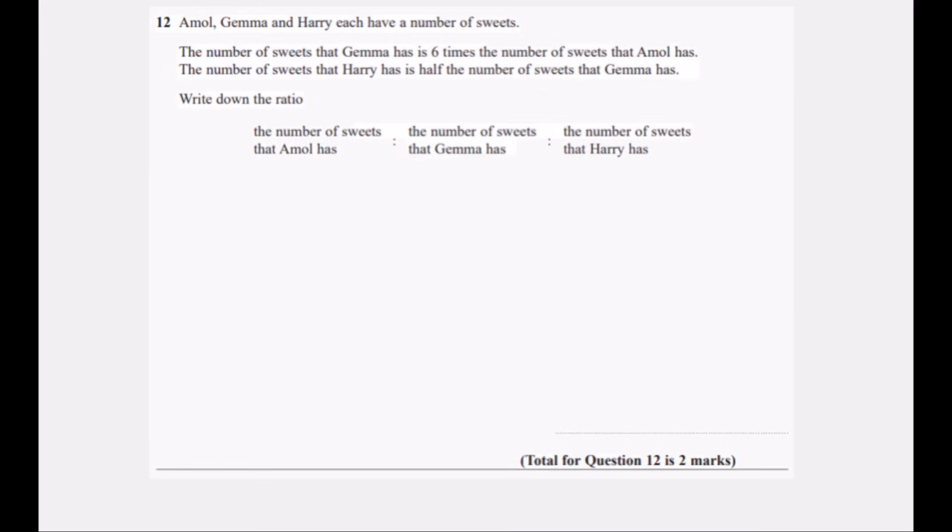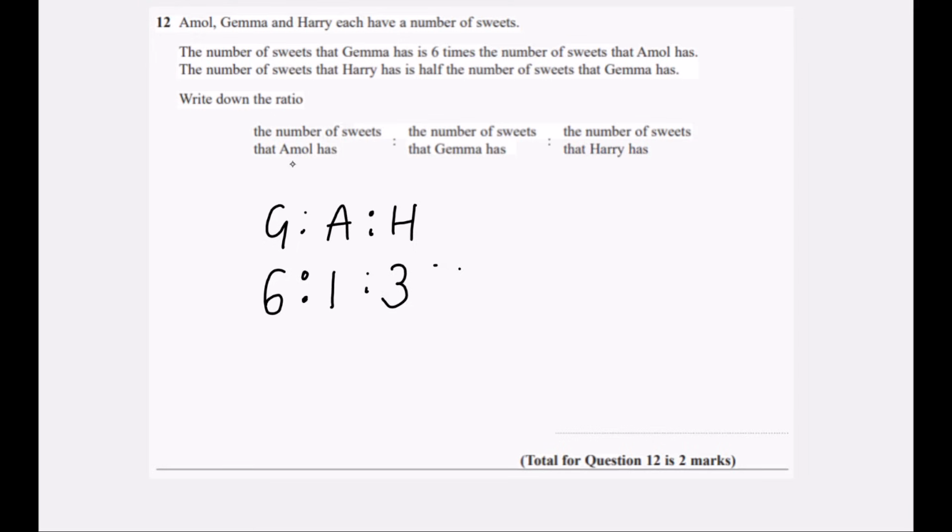Amal, Gemma, and Harry each have a number of sweets. The number of sweets Gemma has is 6 times the number Amal has, and Harry's is half of Gemma's. We need to change this to a ratio. So let's do Gemma to Amal. Gemma has 6 times as many, so we can write that as 6 to 1. Harry has half the number Gemma has, so Harry has got half of 6, which would be 3.